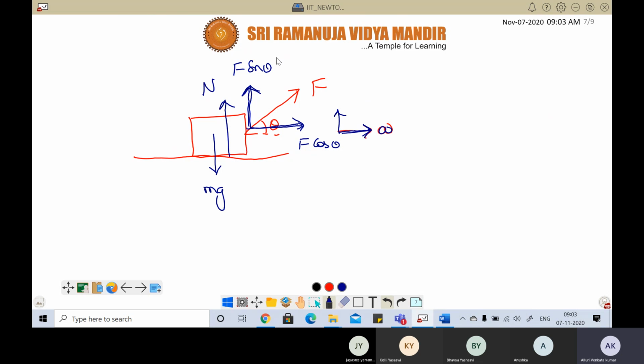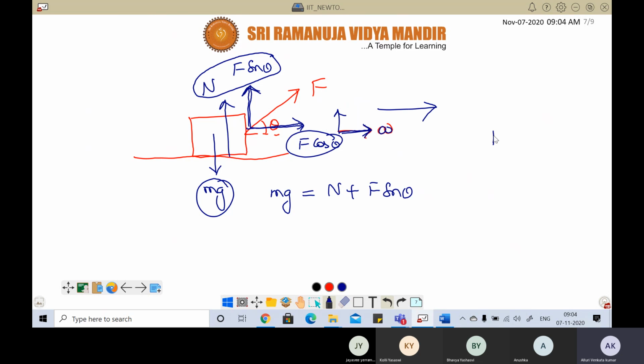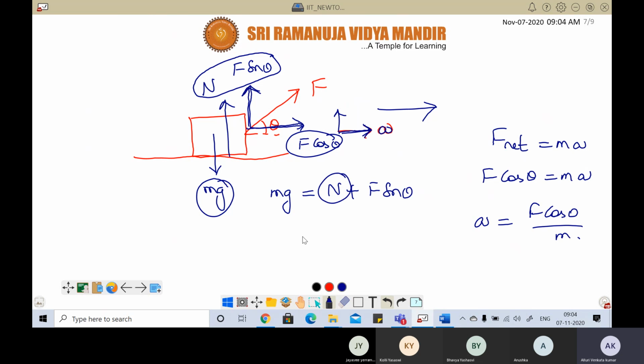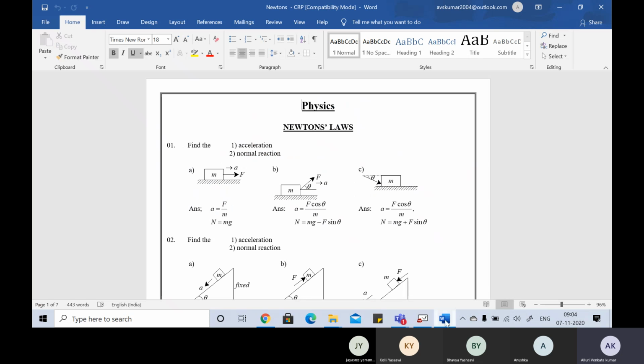In the vertical direction you have forces: normal reaction and F sin theta upward, and Mg downward. The block will not move vertically, which means upward force must be equal to downward force. And in this horizontal direction only one force is there. Which force? F cos theta. So F net equals what? M times A. So F cos theta is equal to MA. So A is equal to F cos theta by M. And here they will ask normal reaction. Normal reaction is equal to Mg minus F sin theta. That's all. See here, N equals Mg minus F sin theta, and acceleration equals F cos theta by M. Are you understanding? Same thing here also.